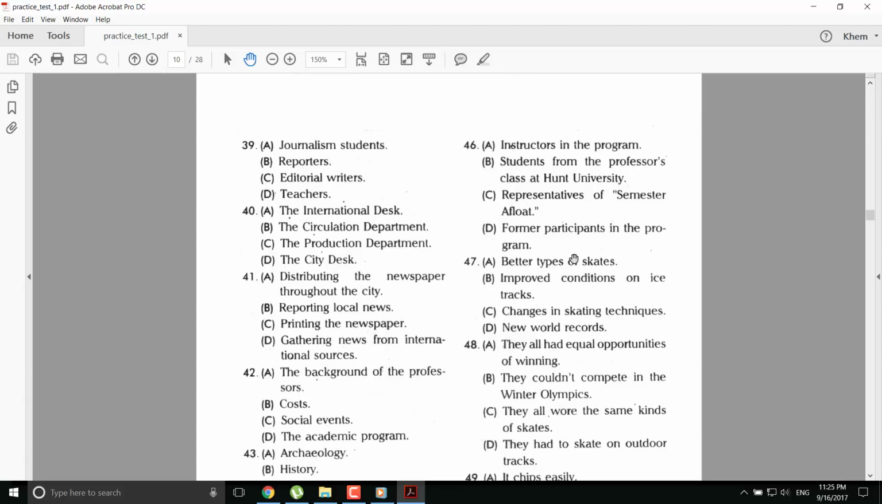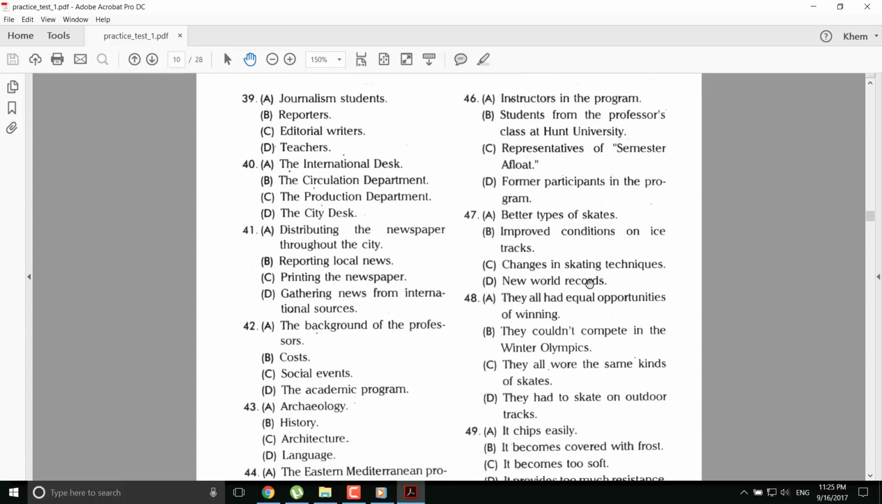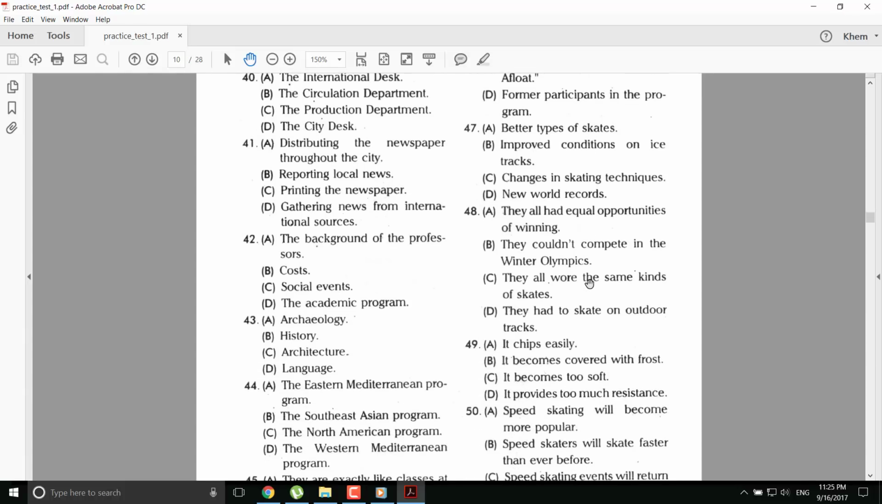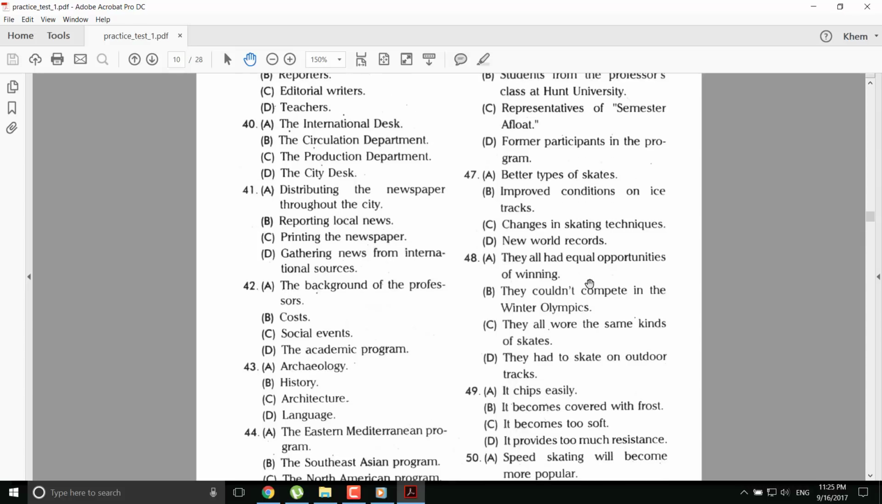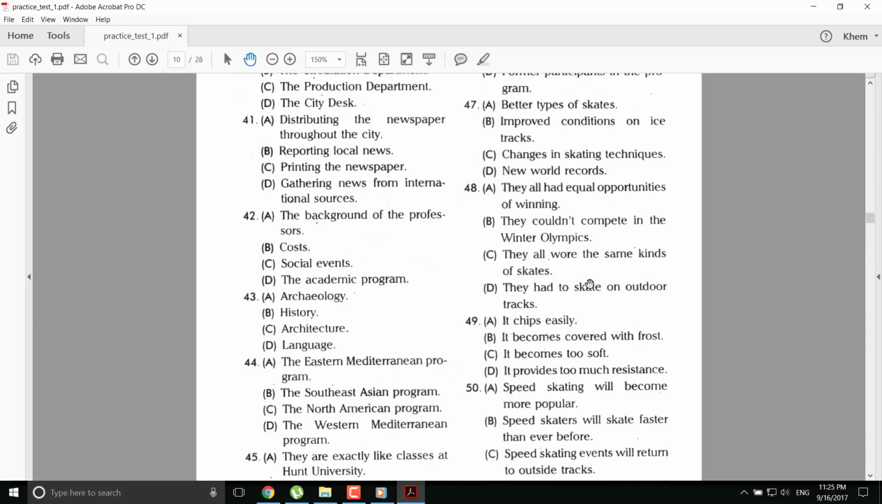Questions 47 to 50. Listen to a talk about Olympic speed skating. Speed skating has been a Winter Olympic event for many years. But in recent years, conditions on the ice tracks used by speed skaters have gotten better. Until the most recent Winter Olympics, speed skating events were held outdoors. Conditions on outdoor ice tracks vary from hour to hour, depending on the weather.